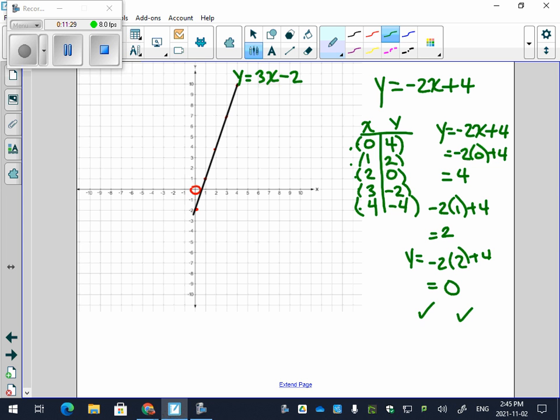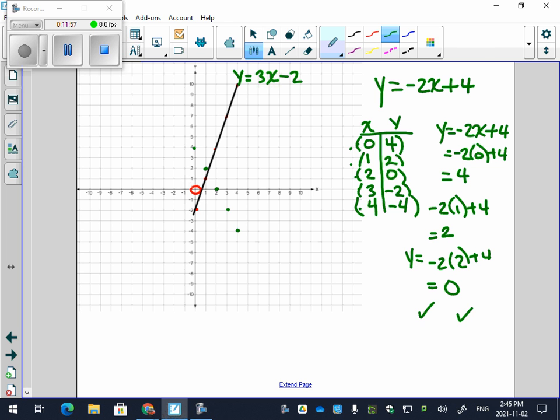Anyhow, let's plot these points. 0, 4, that's my xy, that's my left-right. I'm going 0 to the left or right, but then I'm going up 4. So there's my first point. The next one is 1, 2. Then 2, 0, so I went 2 to the right, but 0 up or down. 3, negative 2, and 4, negative 4.